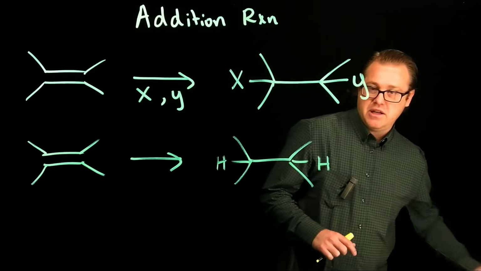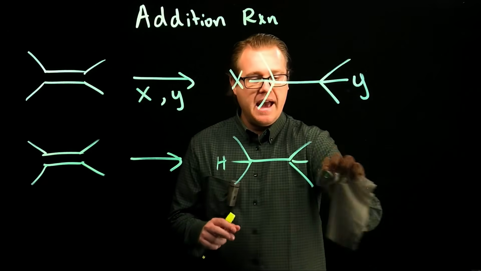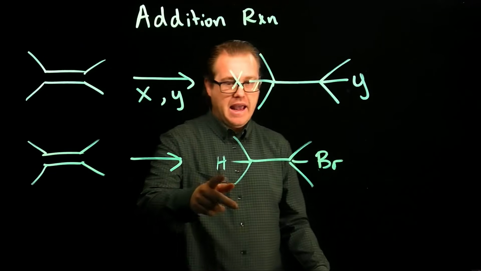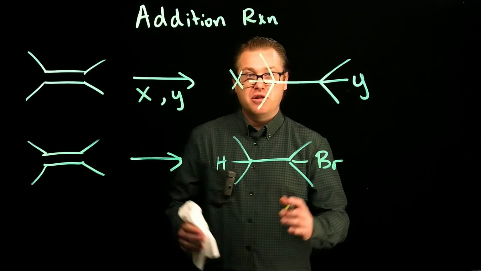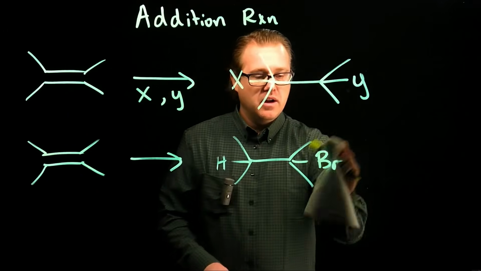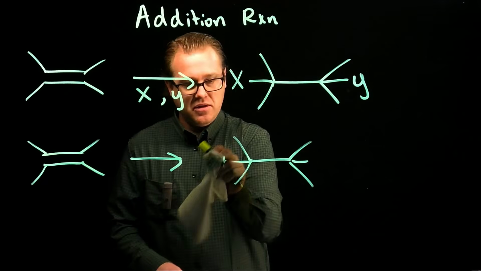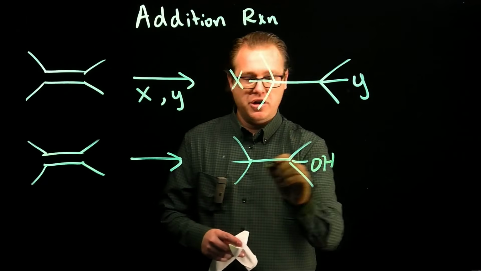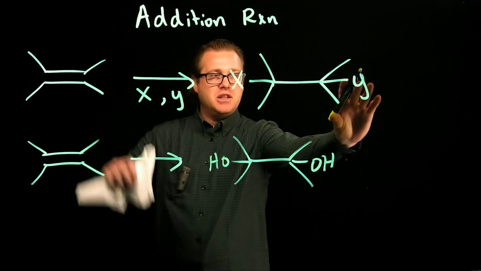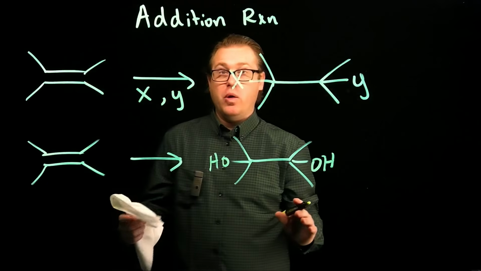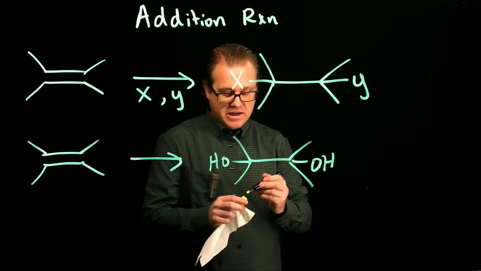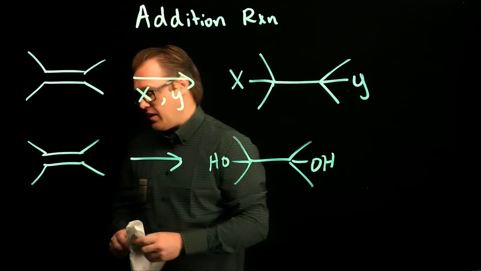We could have an addition reaction where it's going to add, let's say, a halogen, such as bromine, and a hydrogen. There are many, many different types of addition reactions that we're going to go over. There's dihydroxylation, which looks like this, adding two alcohol groups. So this is the generic, and now we're going to go through examples of different types of addition reactions and what they can do for us.